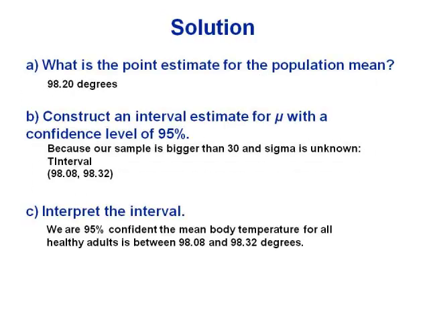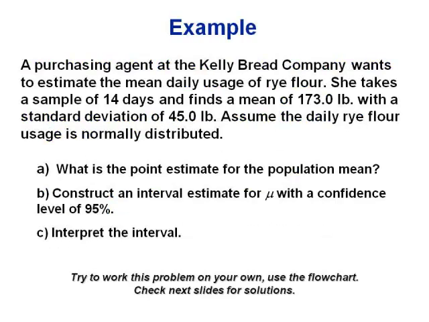Our point estimate is our sample mean, so the point estimate is 98.20. When we go into stat tests and pick the t-interval, because we had a sample size over 30 but did not know the population standard deviation, that comes out to 98.08 and 98.32. So we are 95% confident that the mean body temperature for all healthy adults is between 98.08 and 98.32 degrees, and that is degrees Fahrenheit. So actually it's looking like the average body temperature of 98.6 that we usually hear about is actually a little bit high.